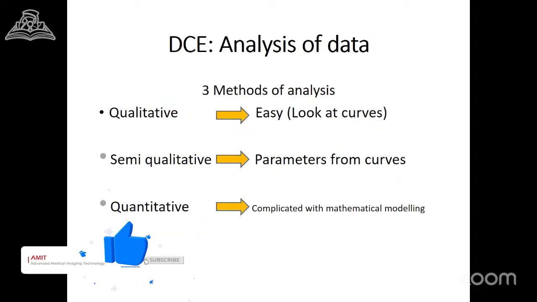The data can be analyzed using three main approaches. The qualitative method is simplest, based on visual assessment of the enhancement curve. The semi-quantitative method extracts measurable patterns from this time signal intensity curve, providing a more objective assessment. Lastly, the quantitative method is the most complex, involving mathematical modeling of tissue perfusion and contrast kinetics.